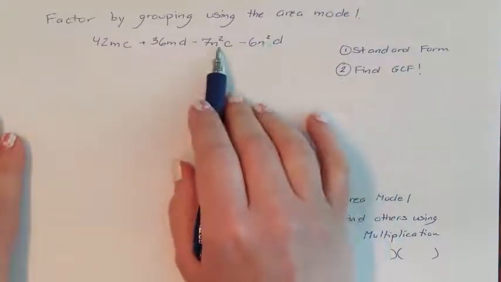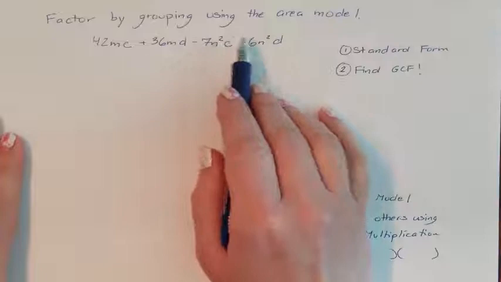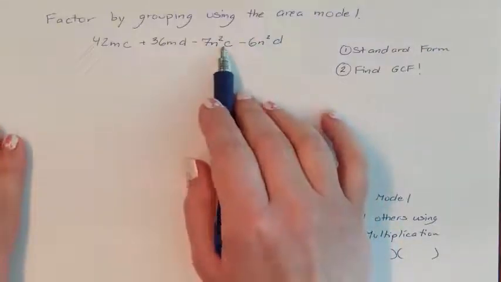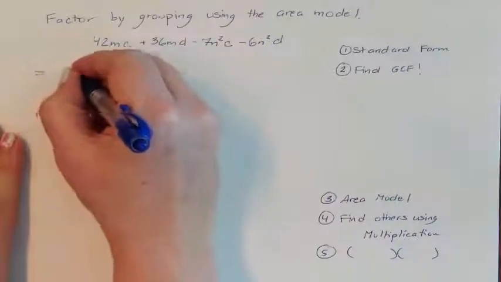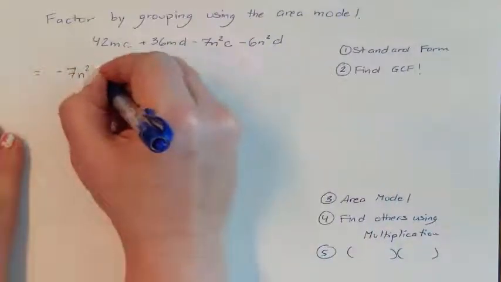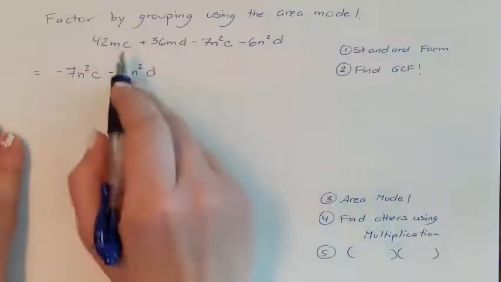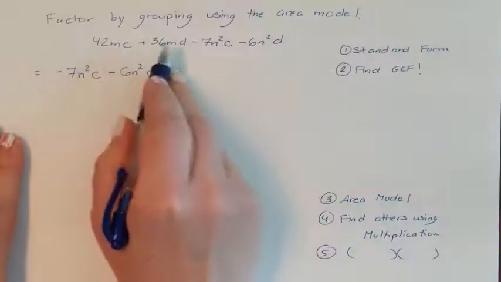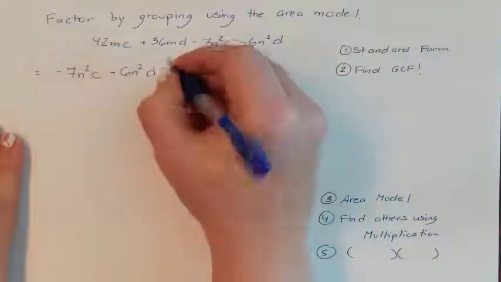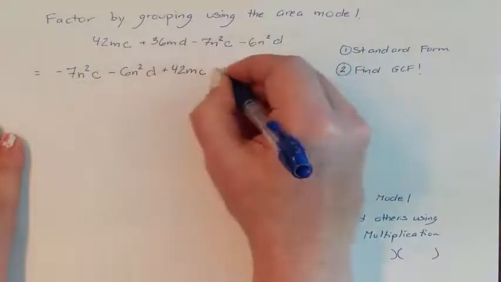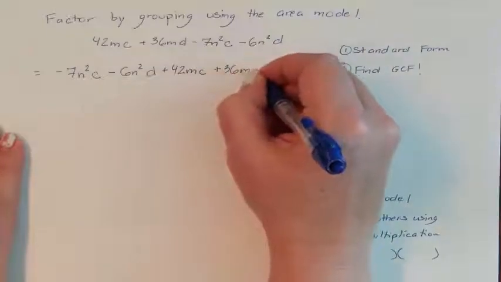So the weights of 3, because they're bigger, should go first. But which one of these would actually go first? Because the n's both have the squared, the c and the d determine it. Alphabetically, c goes first. So this is going to be a negative 7n squared c with a minus 6n squared d. They both have m's, which meant the c and the d determine it, so c is first because it's alphabetically first, so plus 42mc, and this is a plus 36md.